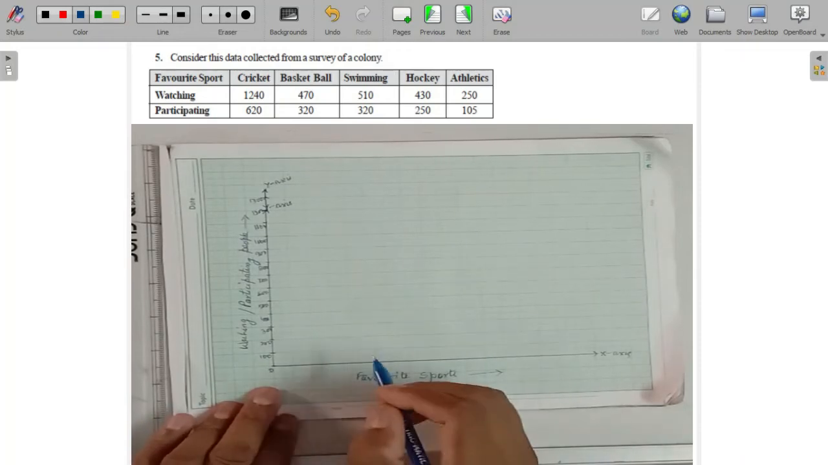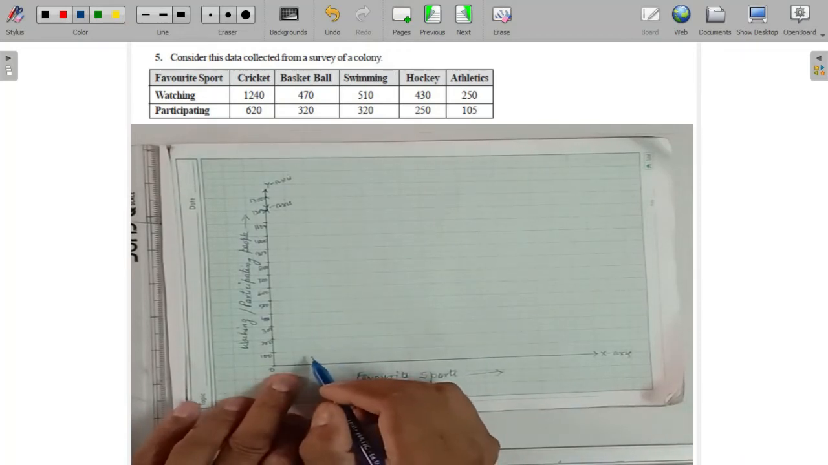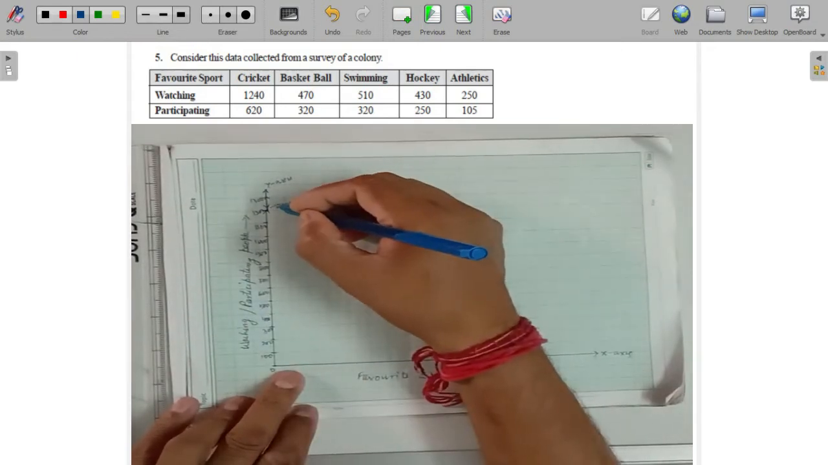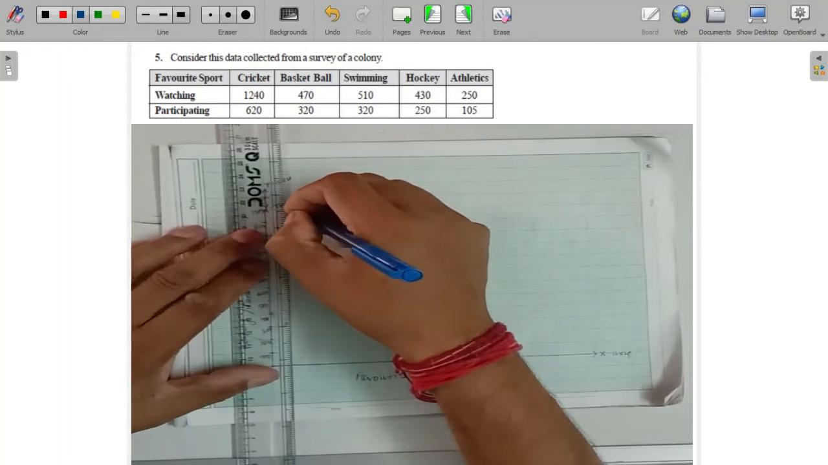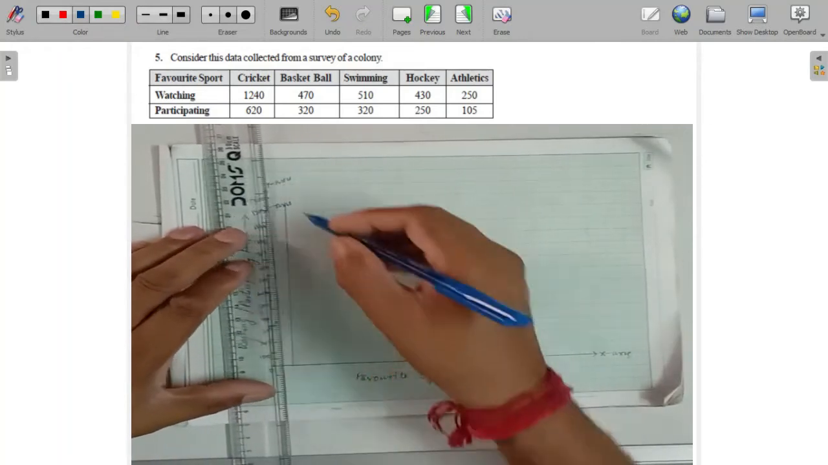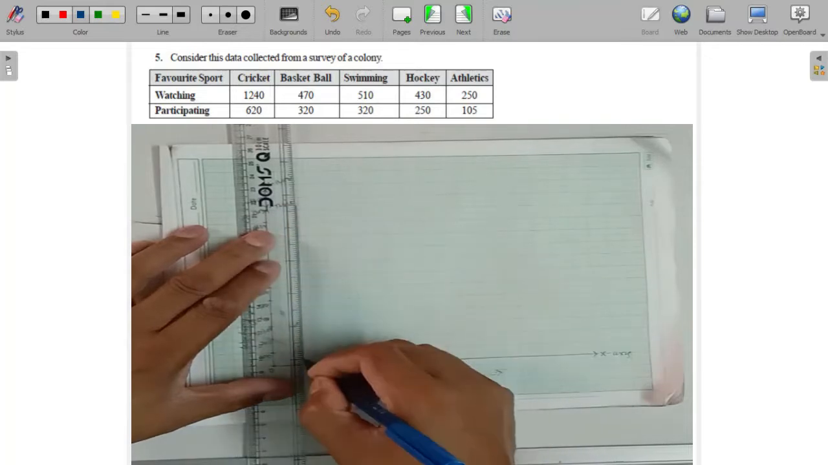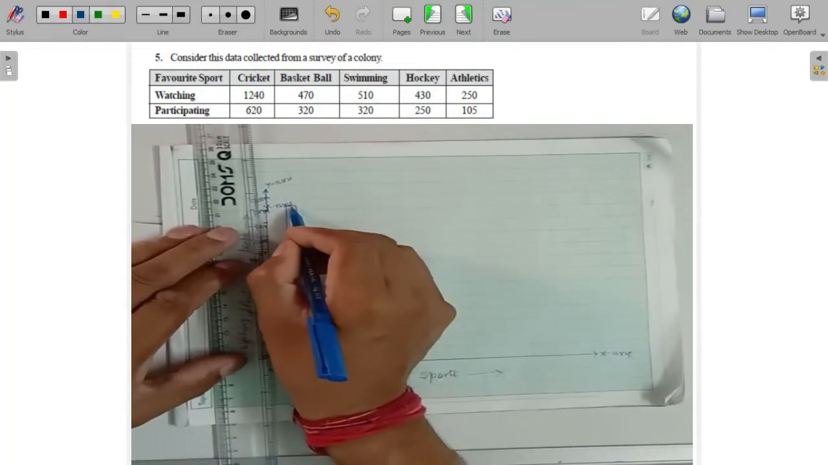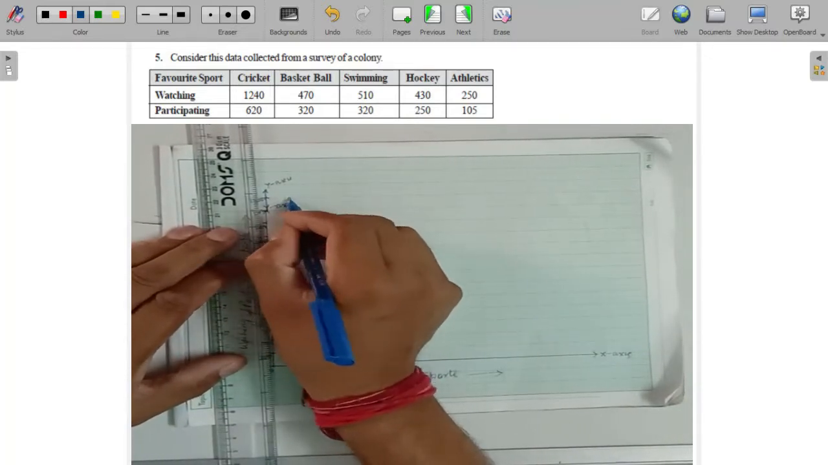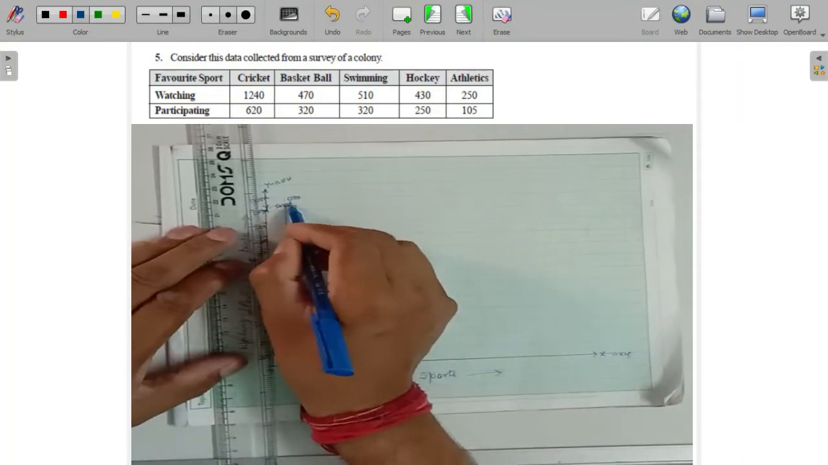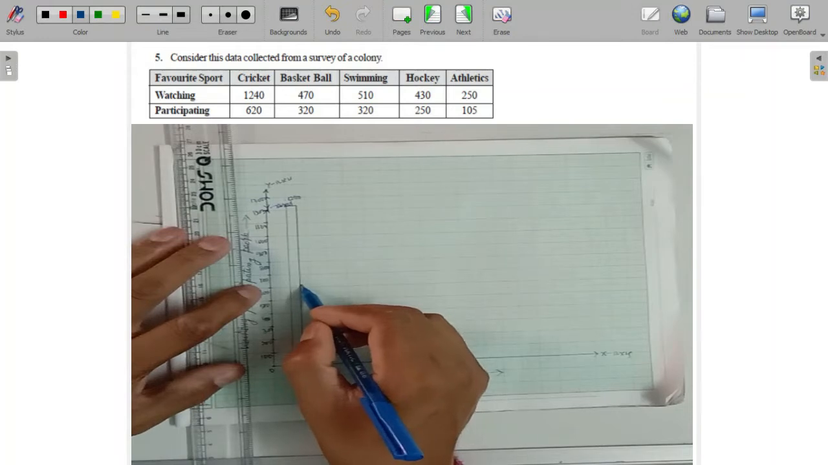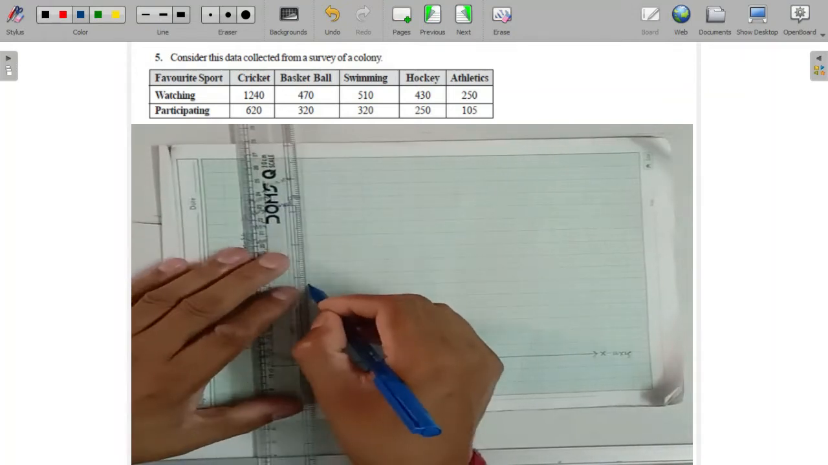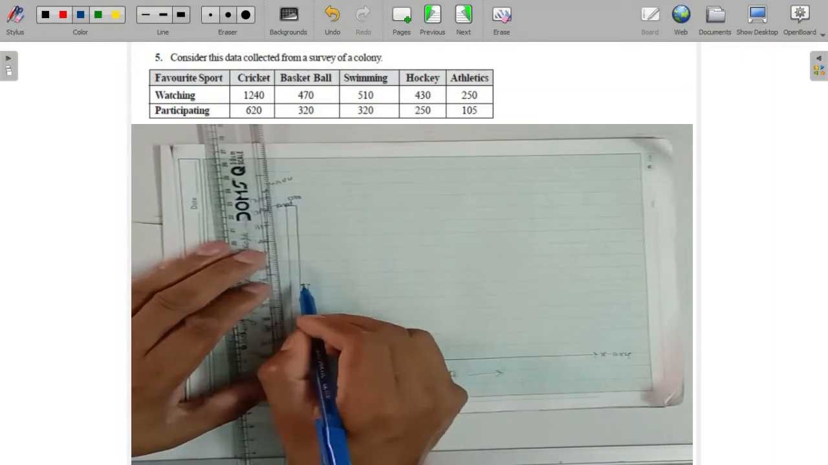Now the number of people watching is 1240. 1240 will come after 1200, fourth line. You have to take the fourth line, leave one box and then draw it, and fifth line on the x-axis, then join it. It is 1240. Then participating it is 620. After 600 you have to take the second line, join this, it is 620.